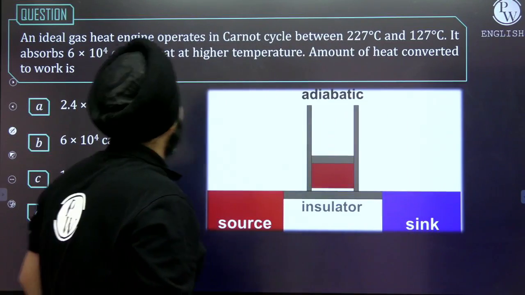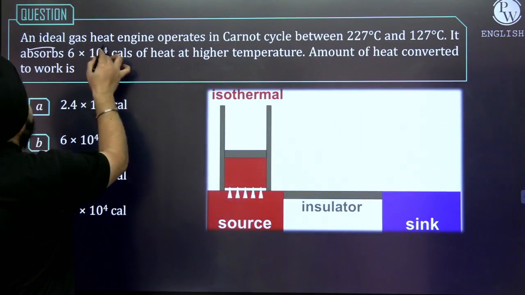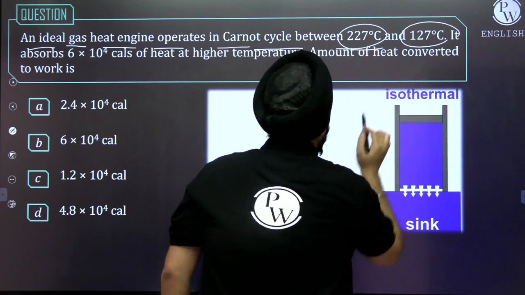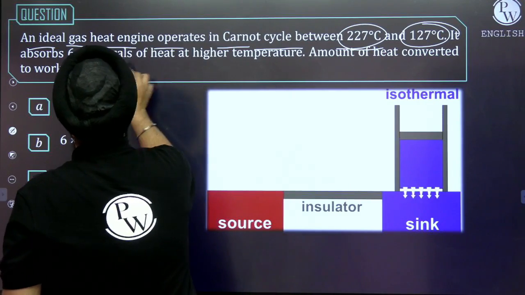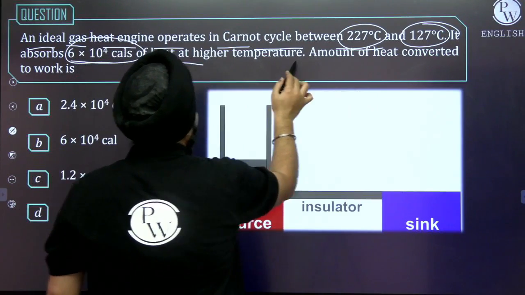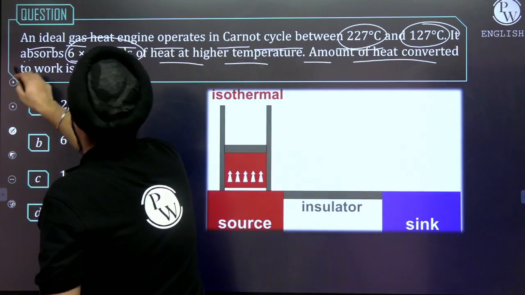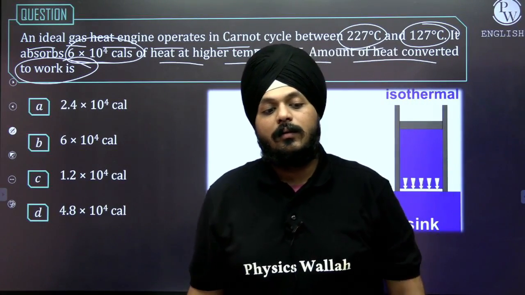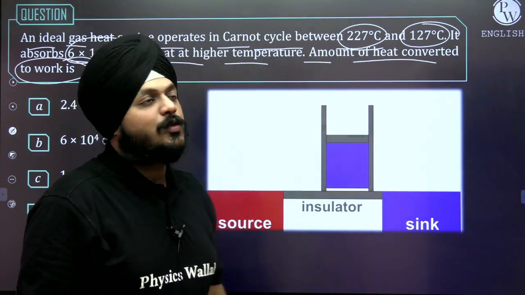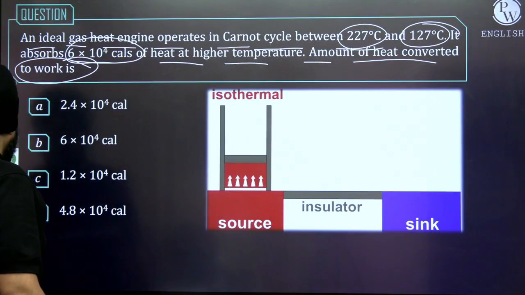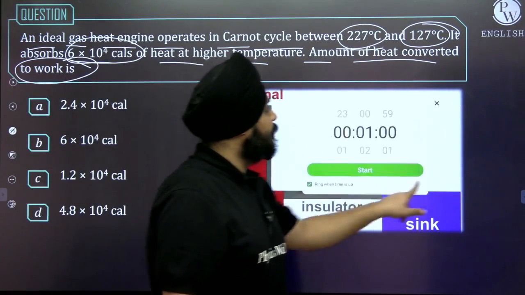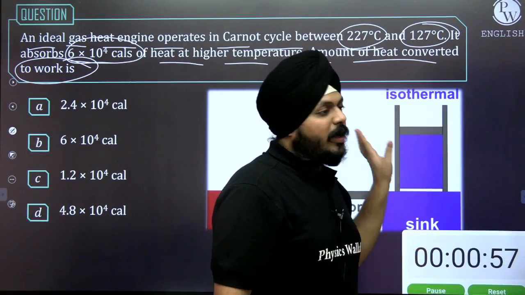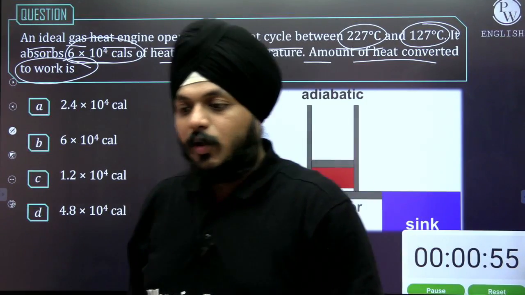Now let's see this question. An ideal gas heat engine operates in a Carnot cycle between 227 and 127 degrees. It absorbs this much amount of heat at high temperature. The amount of heat that is converted into work will be? So this will be the last question of the session. Come on, everyone, let me give you all a minute to solve this. The relevant visual is already being shown.